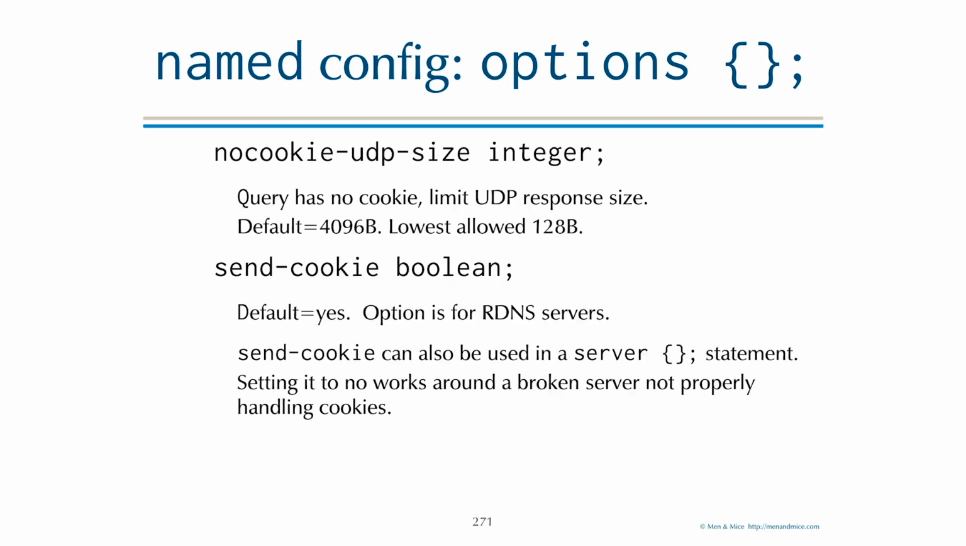The next option, no cookie UDP size. If the query does not contain any cookie, we can reduce the UDP response size. In fact, we can reduce it down below the original 512 byte UDP limit all the way down to 128 bytes. The default is the maximum that's allowed with extended DNS over UDP, which is 4096 bytes.